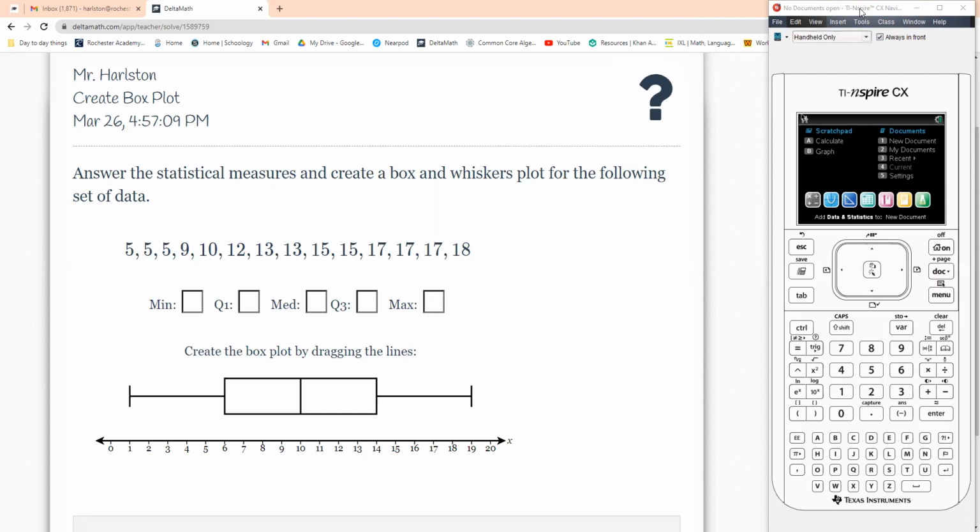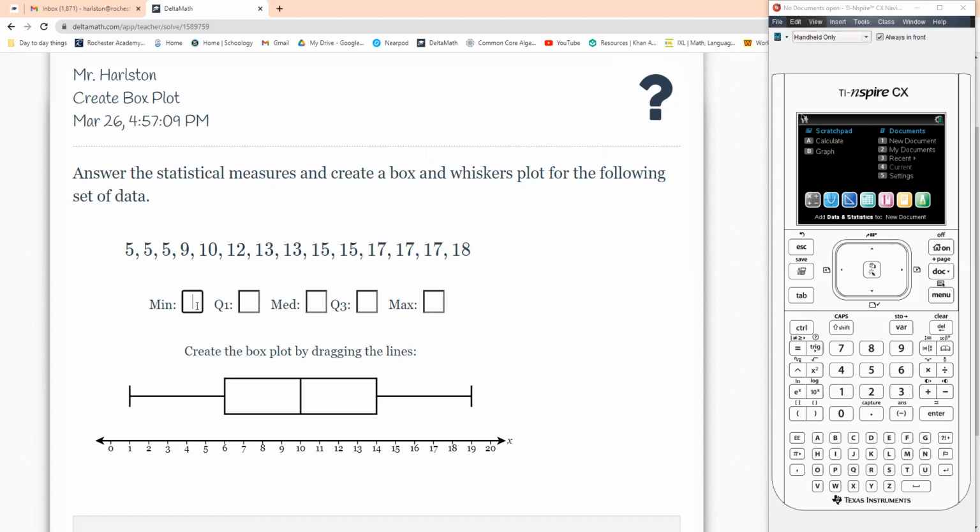So that's 18. And the minimum is the lowest number. So that's just going to be 5. So those are my numbers. 5, 9, 13, 17, 18. Now, I don't know if I'll remember these because now I'm going to go to this.